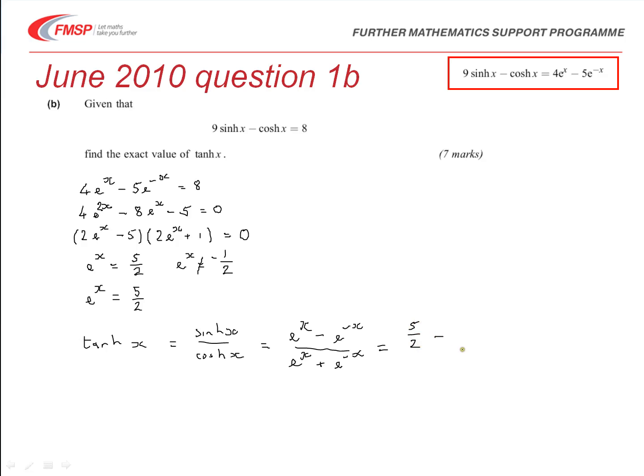E to the minus x, well, remember e to the minus x is just the reciprocal of e to the x. It's 1 over e to the x. So the reciprocal of 5/2 is going to be 2/5. And likewise, on the bottom here, we're going to have 5/2, and then this will become plus 2/5.